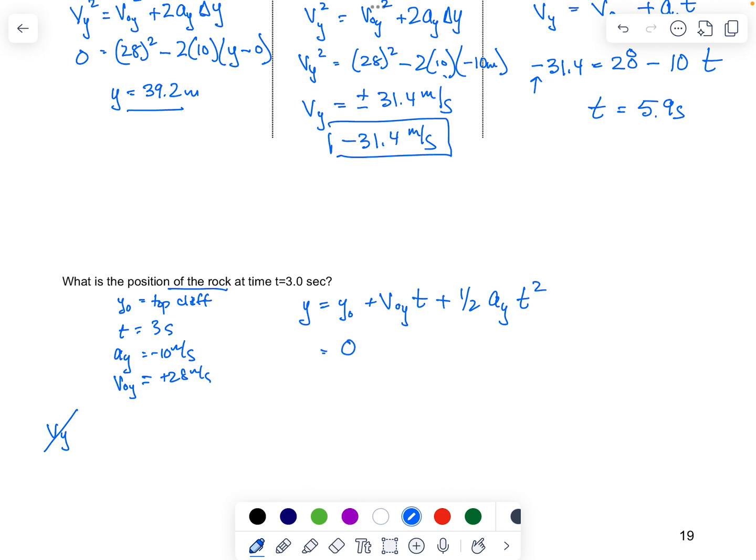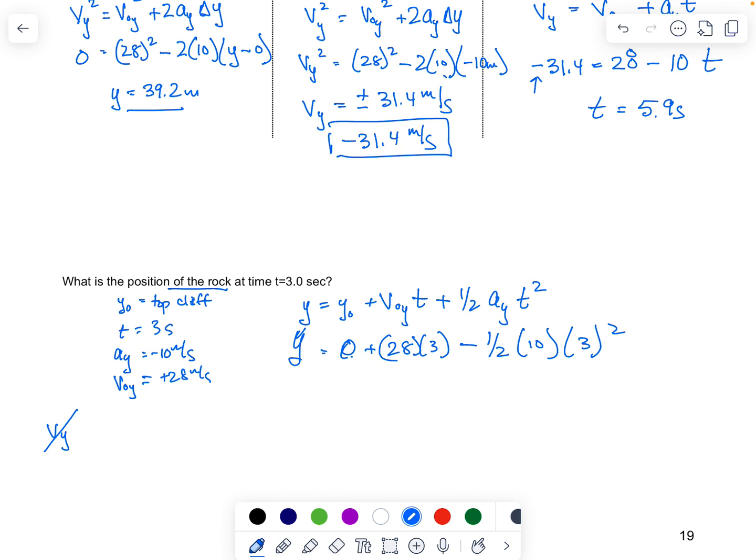I'm going to use that equation. My initial position is 0. And again, if you chose the ground to be your initial position, then you would get this final position relative to the ground. So right now I'm setting my initial position to be 0. This is going to be relative to the top of the cliff. So for y, I'm going to put in 28 meters per second times 3. Put my negative sign out front there, 10 times the 3 squared.